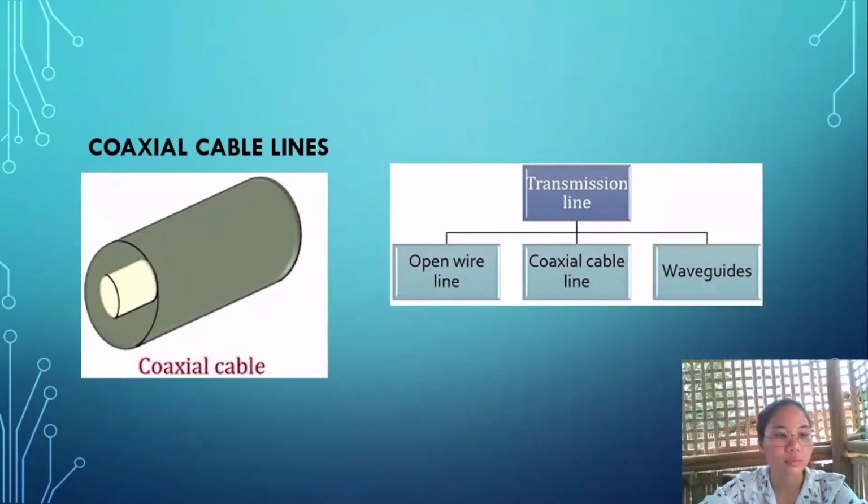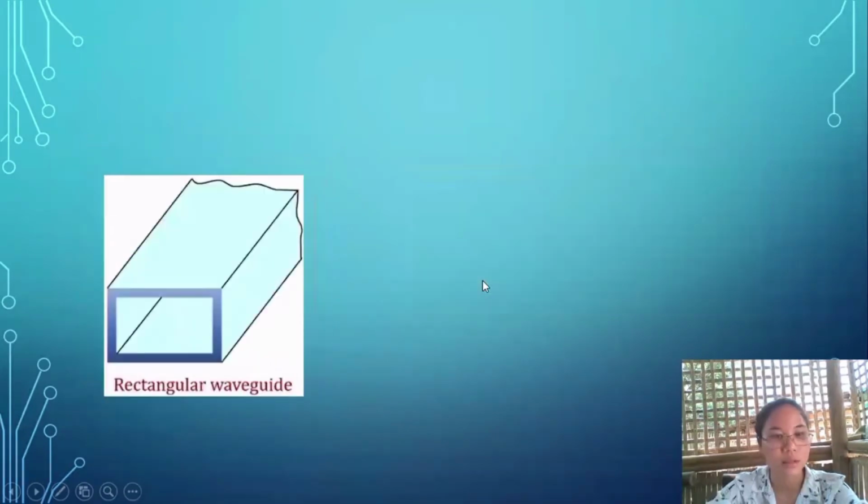These are widely used, like I said earlier, and are the most well known of the three categories. They are widely used in applications where high voltage levels are needed. So that is coaxial cable lines. Next we are going to discuss rectangular waveguides.